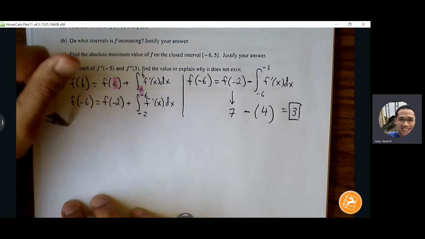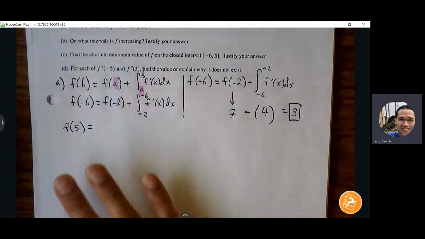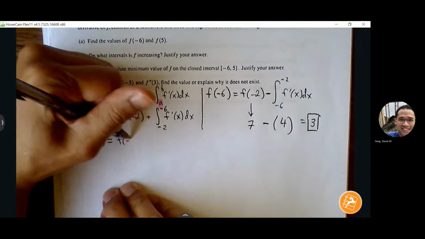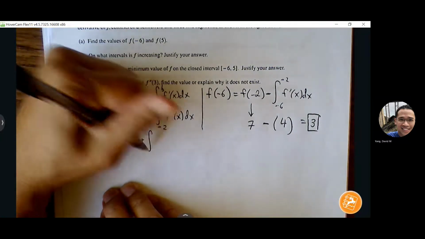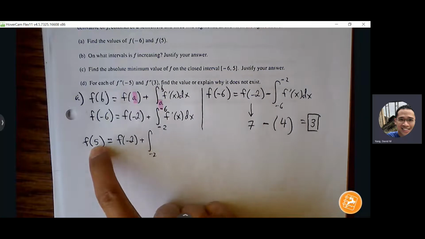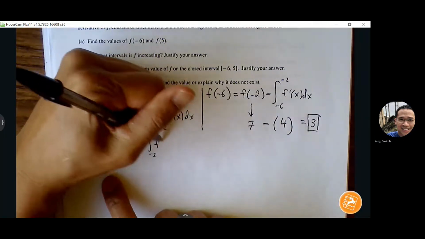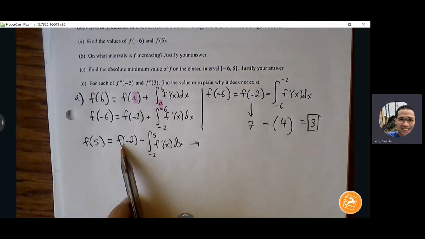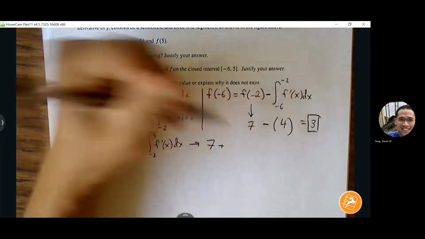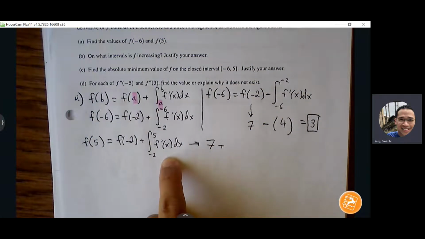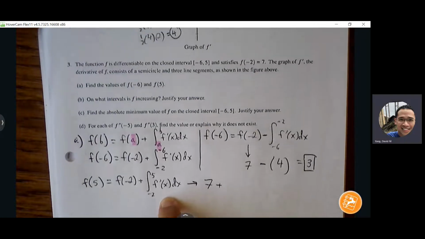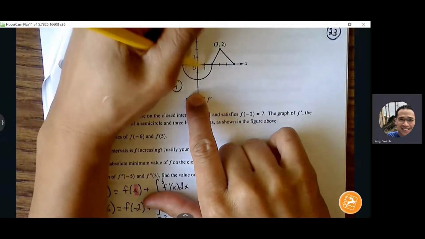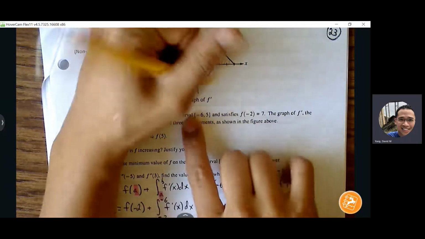We also need to find f of 5, so let's also go through the same process to find f of 5. Our starting point is f of negative 2. Okay. We're starting at negative 2 and we're ending at 5. F of negative 2 is 7. Okay, so let's accumulate the area that we see under the graph between negative 2 and 5. So negative 2 to 5, so the semicircle and the triangle.